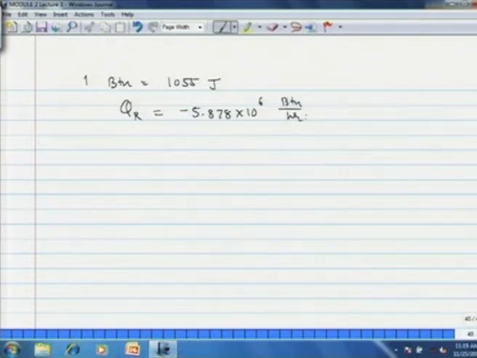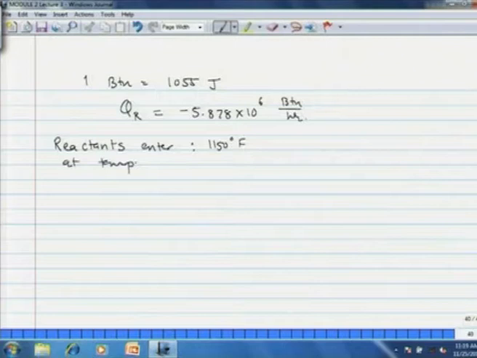Now, the reactants enter at a temperature of 1150 degrees Fahrenheit, and if we operate the reactor adiabatically, then all of this heat generated in the reaction is absorbed by the reactants or the products basically.